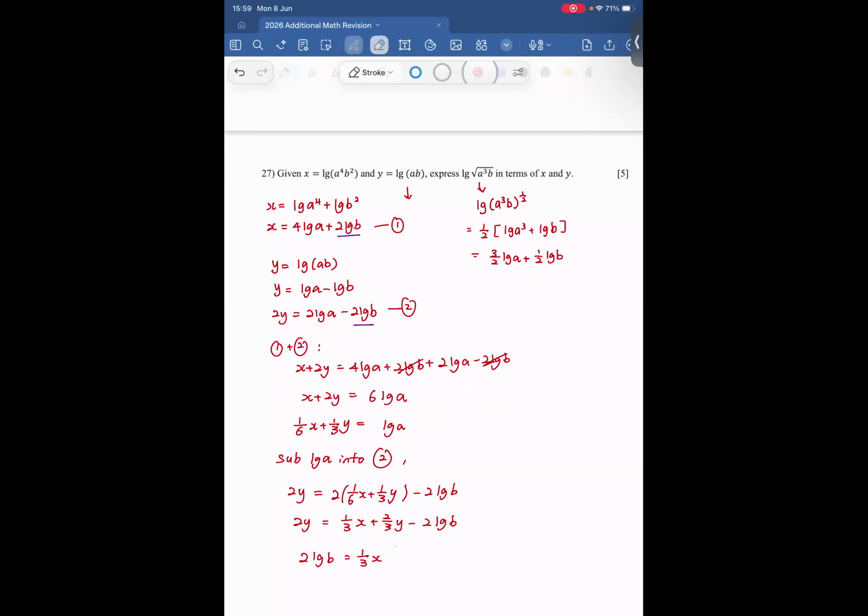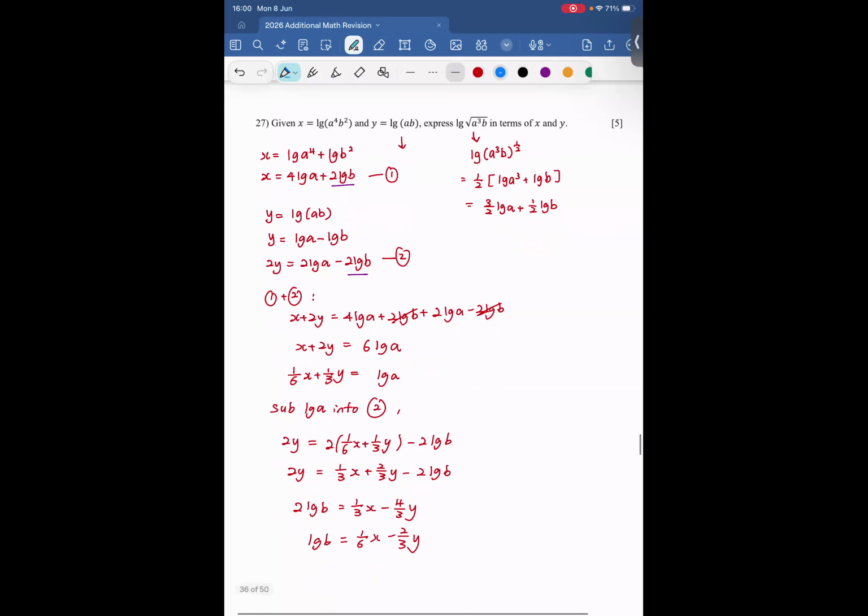The 2y bring over become minus 4 over 3y. So log b is equals to 16x minus 2/3 y. So what I need you to do now is to put the log b into the log b, put the log a into the log a, and rewrite that expression in terms of x and y.